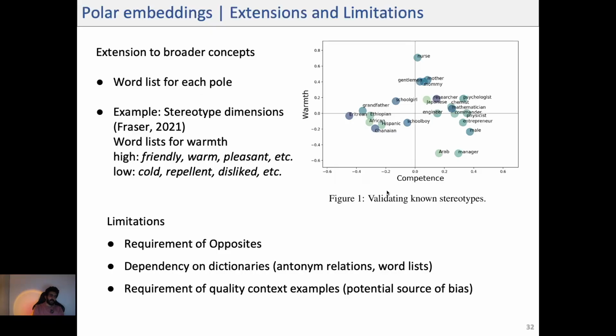But this approach isn't without limitations, actually. So you really need opposites, which isn't always obvious for abstract traits. You often rely on dictionaries or curated lists, which again introduces human bias. And most importantly, you need high-quality context examples, because bad examples could really distort the projection and reinforce harmful assumptions. So polar embeddings can scale, but they must be handled with care.